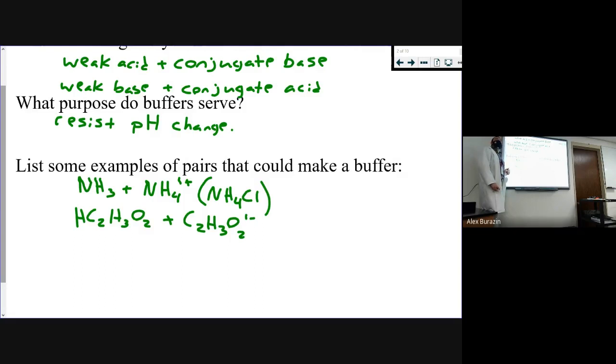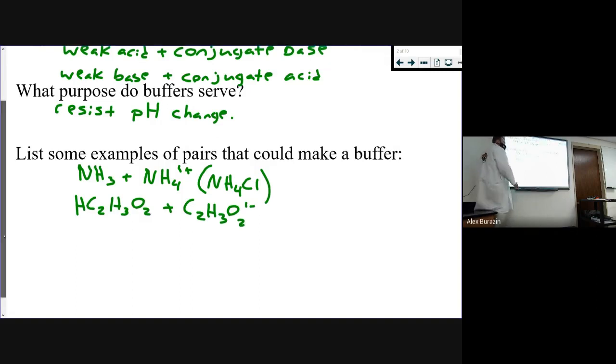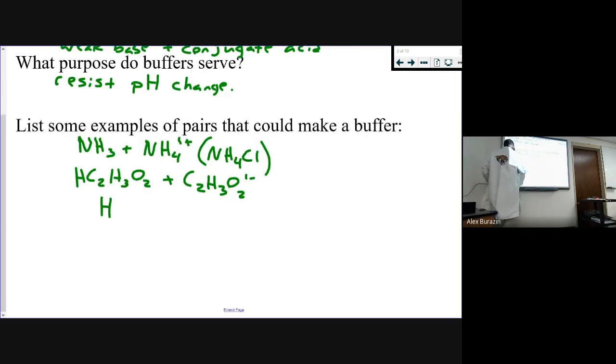Can you name another weak acid? Sure, there's a whole bunch of weak acids. There's a ton of weak acids. Is cyanide? HCN, hydrocyanic acid, yeah. You want to make a cyanide buffer? Sure. Can you explain it in detail, please? Nothing to explain, it's just that stuff. It's easy.